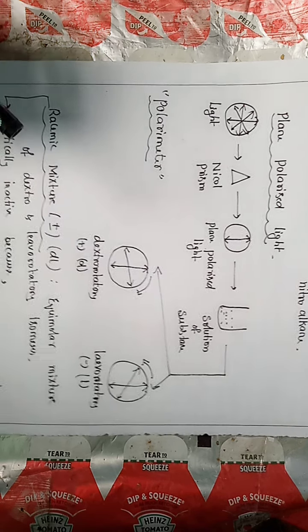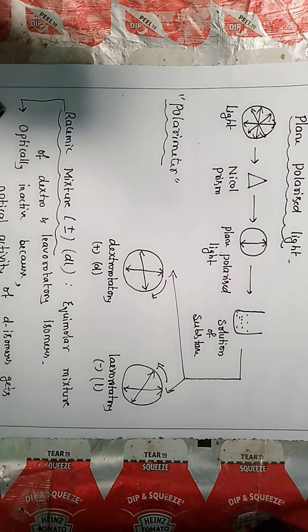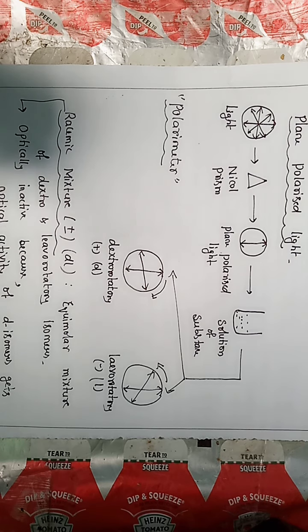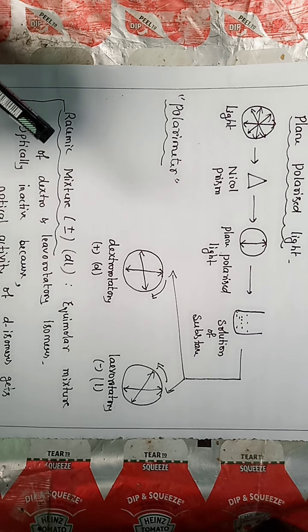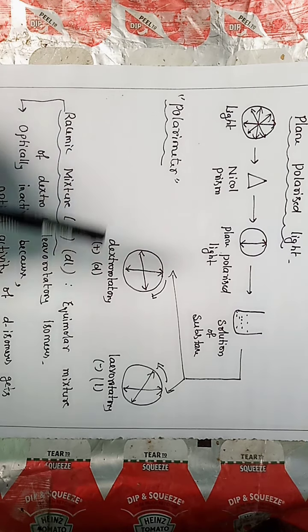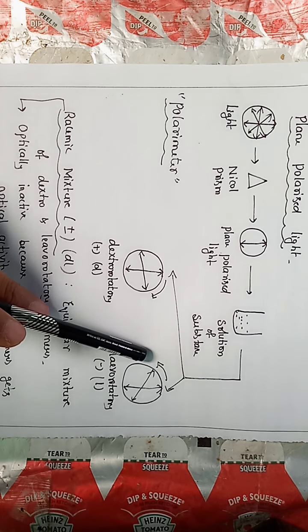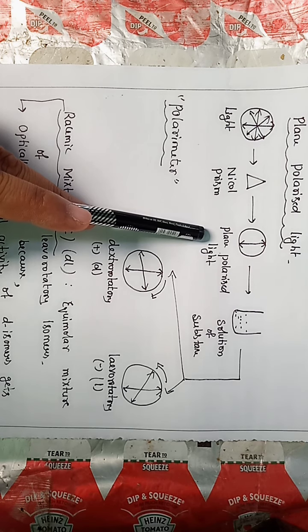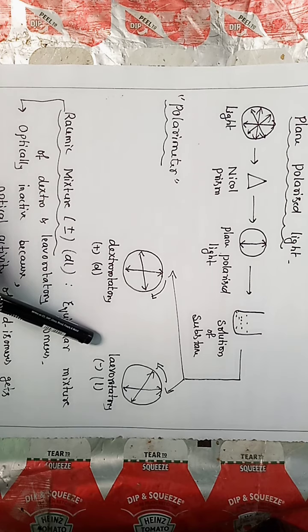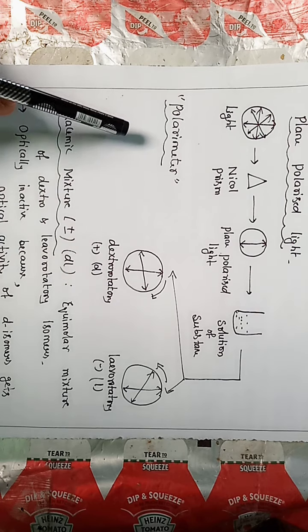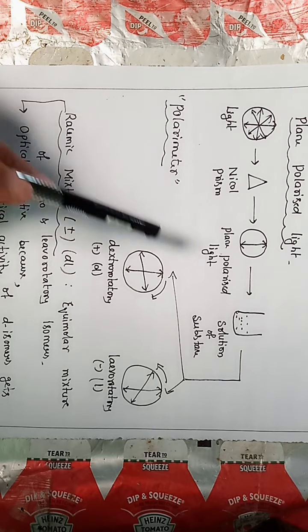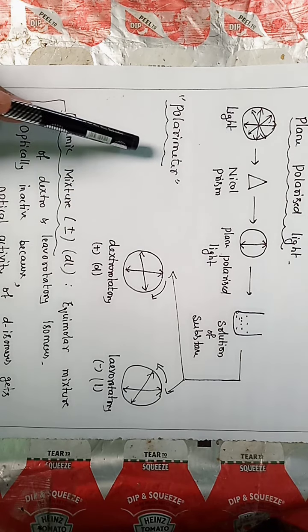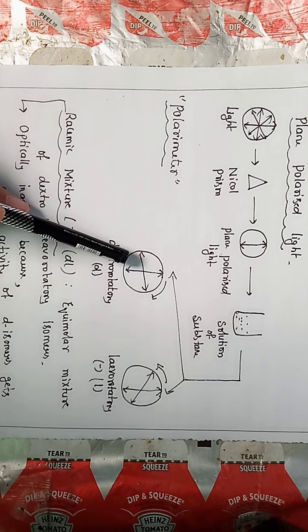Okay, so these two, dextrorotatory and levorotatory, are actually optical isomers. Optical isomers means compounds having the same molecular formula and same structural formula but differing in the direction of rotation of plane polarized light. They are called optical isomers and the phenomenon is called optical isomerism. To find out the optical isomers, we have an instrument called a polarimeter.